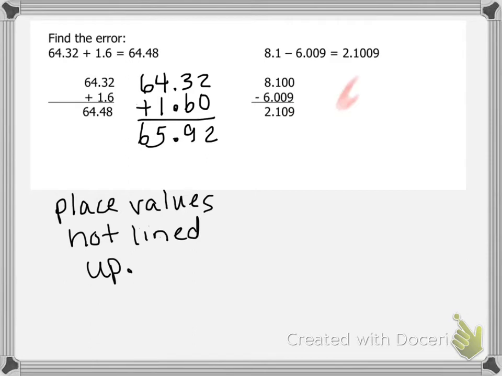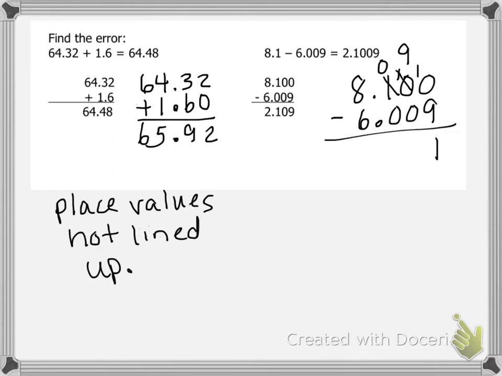So again, I'm going to rewrite the problem. 8 and 1/10, they put their placeholders in, lined up the place values, but they didn't do their borrowing, so let's do that now. So 10 minus 9 is 1, 9 minus 0 is 9, 0, the decimal point comes straight down, and 8 minus 6 is 2. So it should be 2 and 91 thousandths instead of the 2 and 109 thousandths.